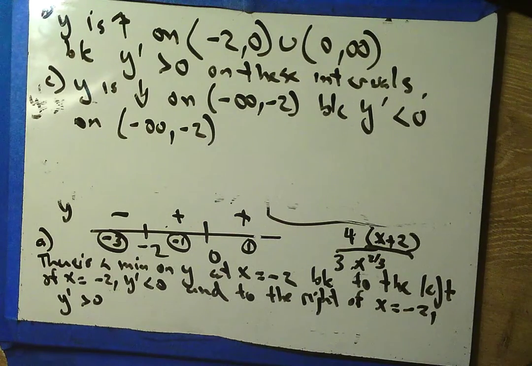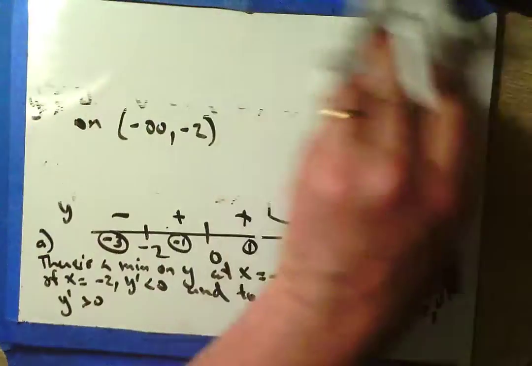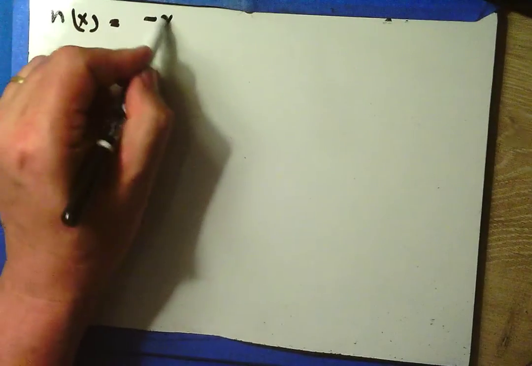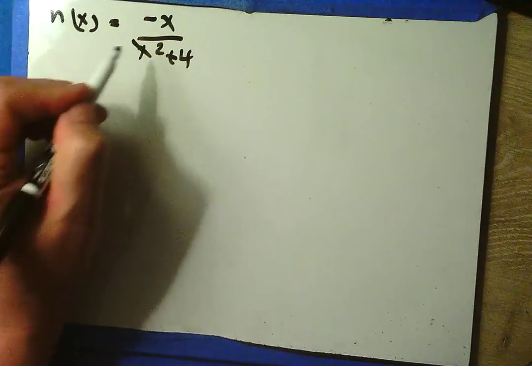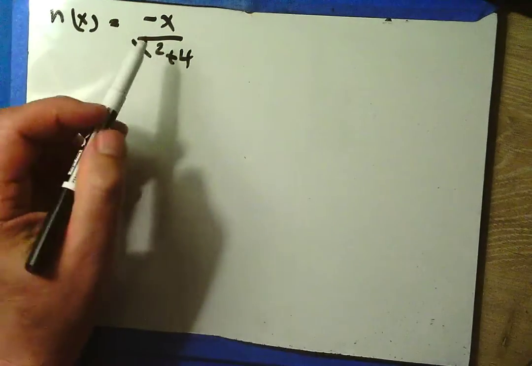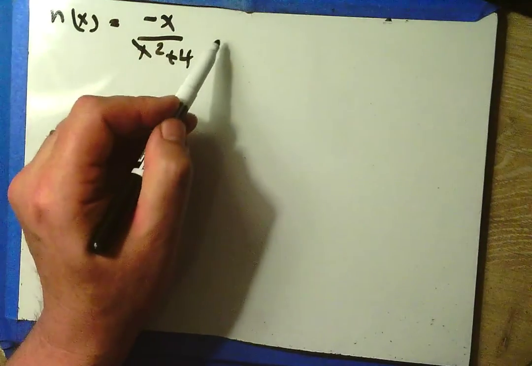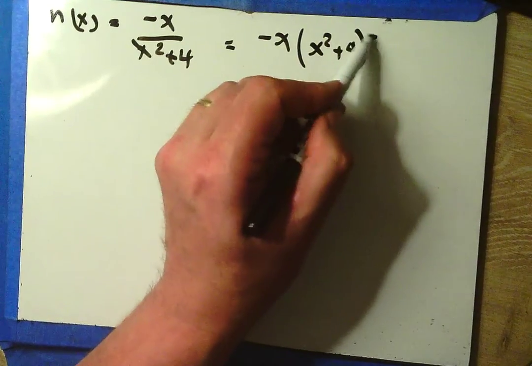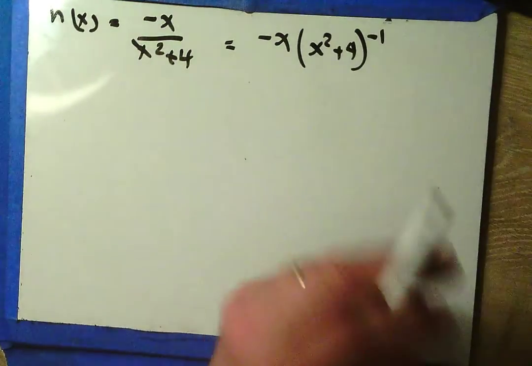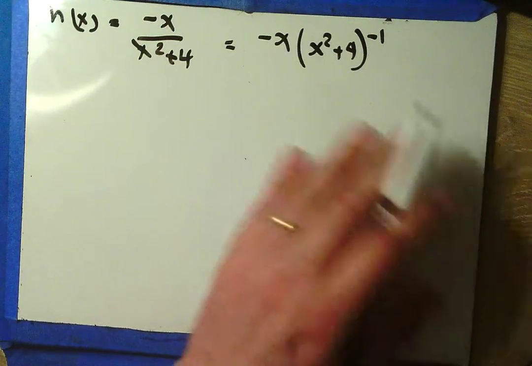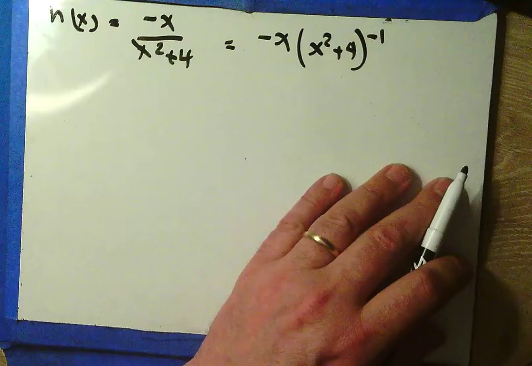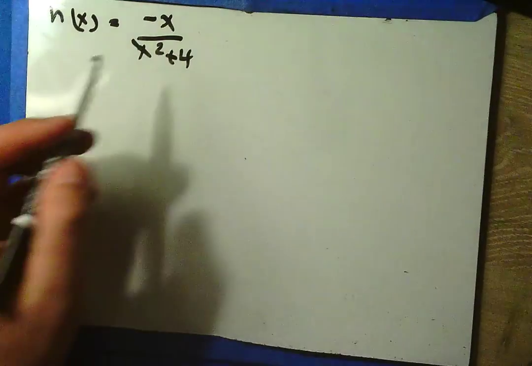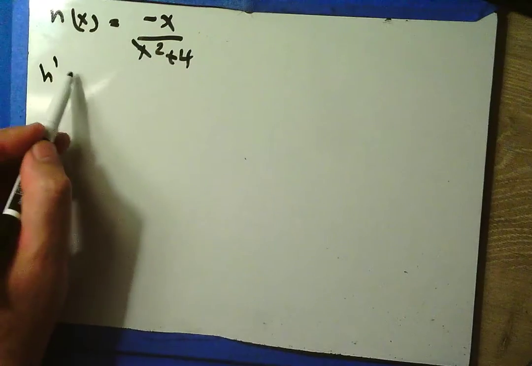How about number 25? H of x equals -x over x squared plus 4. That's a great question. Okay, so you could use the quotient rule, or you could rewrite this as -x times x squared plus 4 to the minus 1. I kind of prefer this and use the product rule, but I don't know that it really matters. So just to satisfy curiosity, I'm going to find h prime by using the quotient rule.